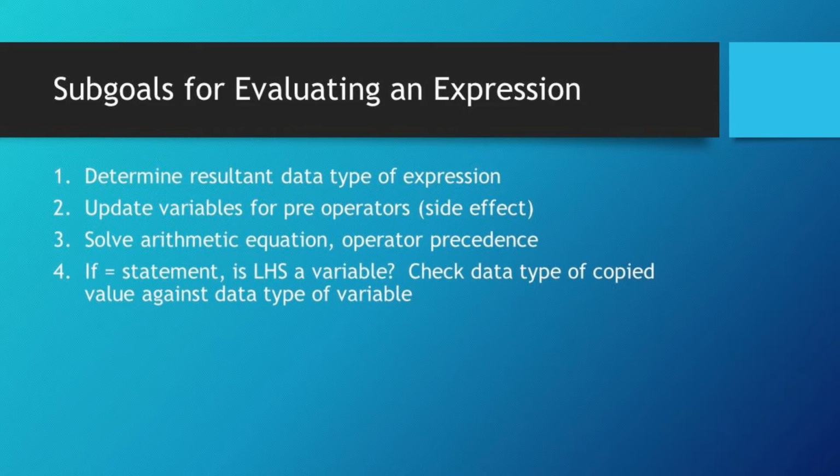The fourth subgoal applies to assignment statements. If there is an assignment statement, is the left-hand side a variable? Check the data type of the copied value against the data type of the variable. And finally, the fifth subgoal, update the variables for post-operators, noting any side effects.